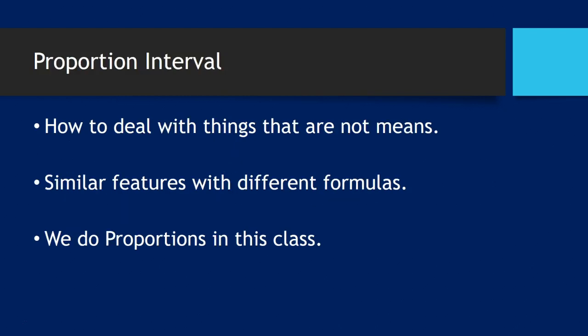It turns out that you can also deal with things that are not just the averages. So you can find confidence intervals of things that aren't the average. They're going to have similar features to the Z interval and T interval, but we're going to use different formulas. And what we're going to focus on in this class are the confidence intervals for proportions.